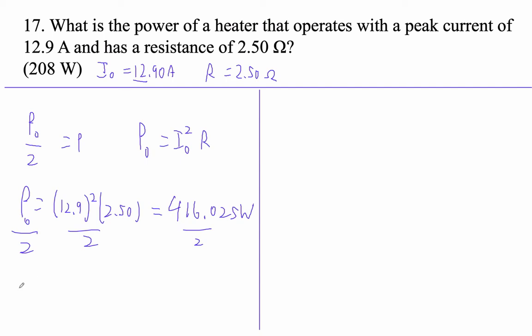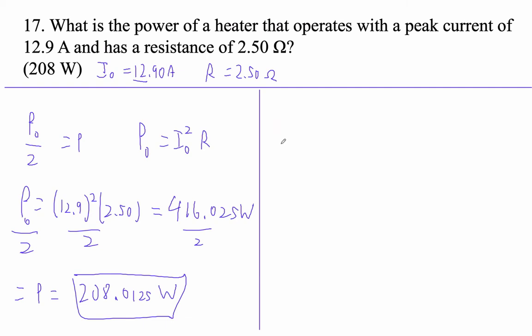And then this divided by 2 is equal to my power, right? Let's divide that by 2. 208.0125, 208 and 1/80th of a watt. Or just about 208 watts, right? Okay, so that's way number one.